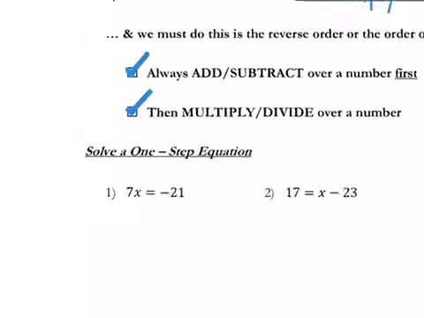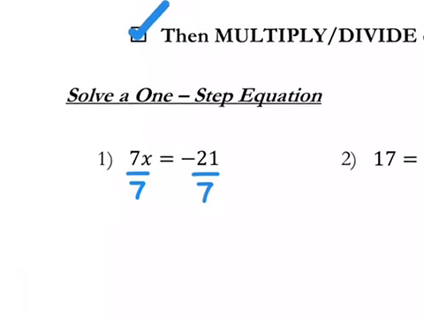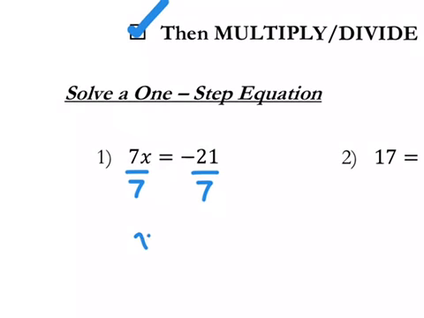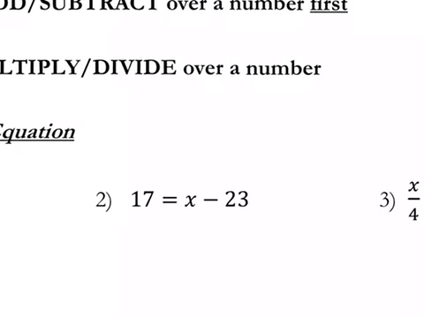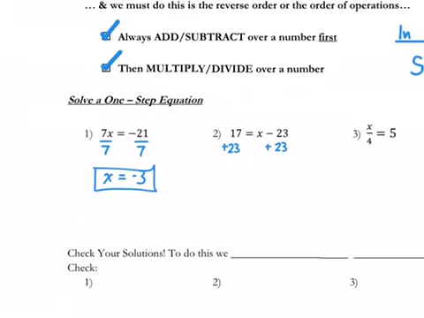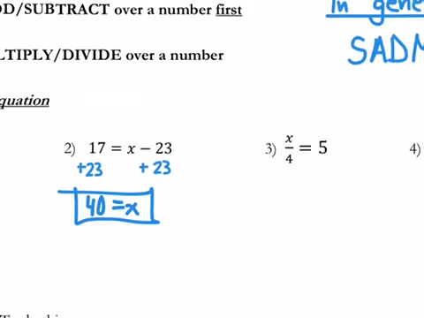So if we're solving one-step equations, that means one operation is being done, so I have to do the inverse. So for number one, the inverse of 7x would be to divide both sides by 7, and that's the same sign. Negative 21 divided by 7 is negative 3. Here are my variables on the left, but it doesn't really matter. I'm subtracting 23, so the inverse operation would be to add 23 to both sides. So 40 is equal to x, or x is equal to 40, depending on how you want to write it or rewrite it.